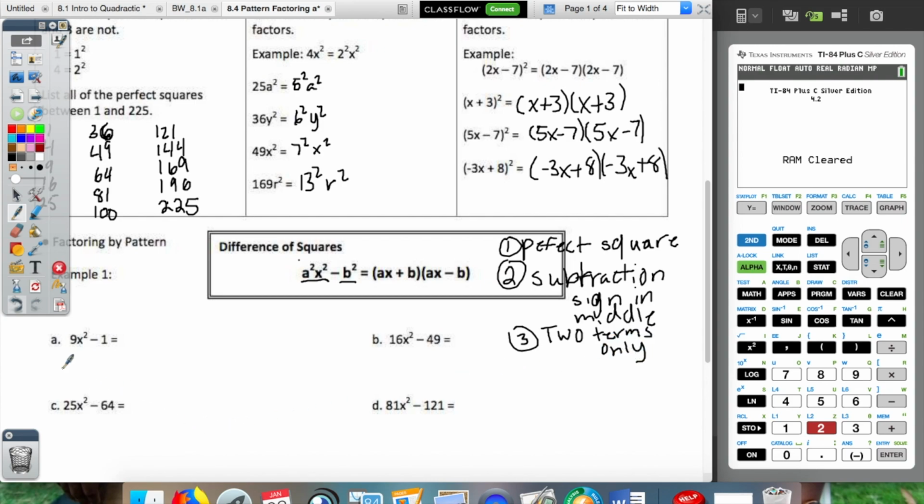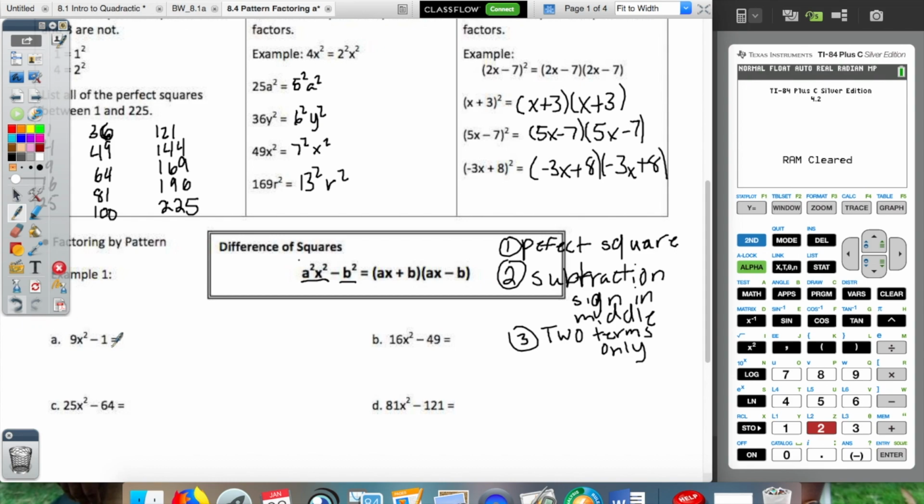So let's look at the first one. We have 9x squared minus 1. Now first off, let's see. Are my two terms perfect squares? Yup. Is there a subtraction sign in the middle? Yup. Are there only two terms? Yep. Really, you could probably move the third point up because that would be the easier one to look at. But yeah, those are the three things this will have.